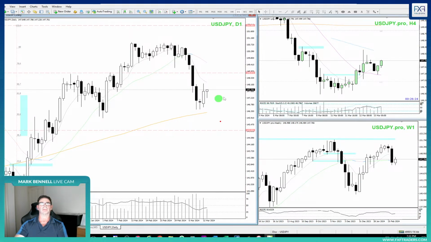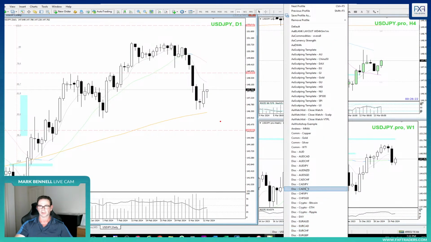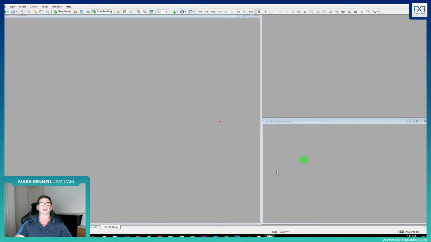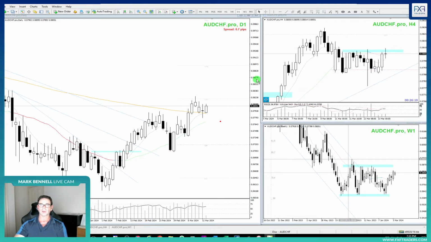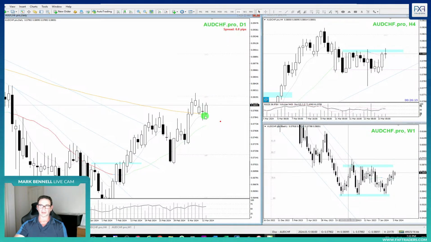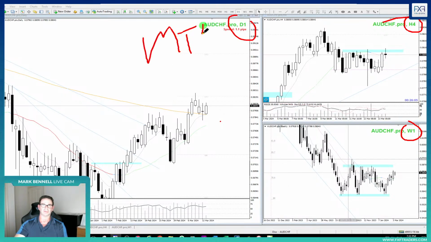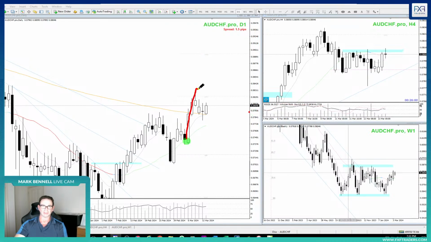So that's that one. All right, the others I'm seeing a little bit of a quieter session. Aussie Swiss, nice pullback on the daily. So daily chart, weekly chart, daily chart, 4 hour chart. This is just MT4, MetaTrader 4. I set it up. So see the context here, nice little pullback sitting on the 200. So just looking for a move out through here.